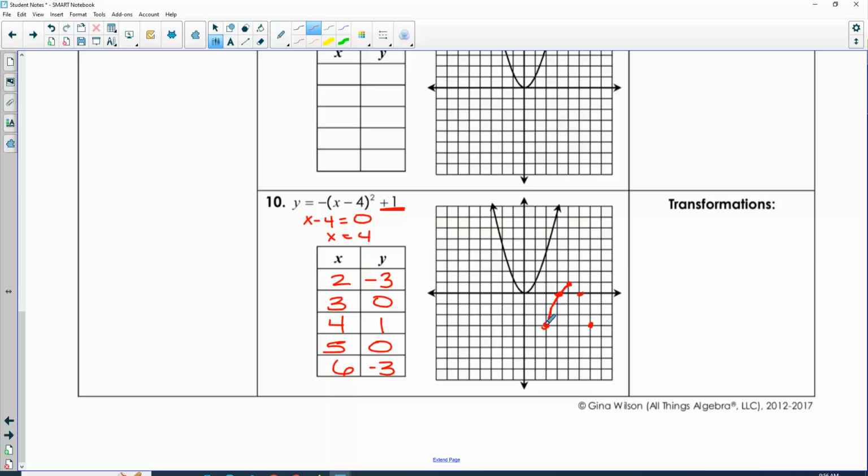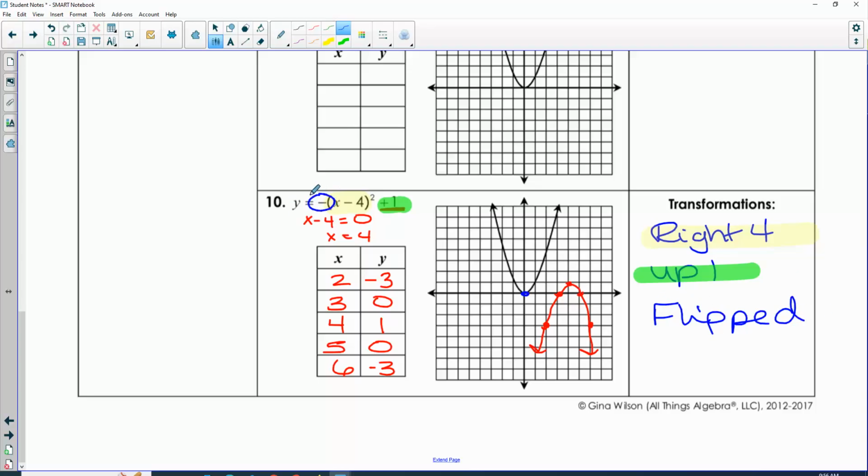This one did a lot. So let's think about our vertex. It started at (0, 0). To move here, it had to move to the right 4. It had to move up 1. Okay, look at that. We subtracted 4, that moved it to the right 4. We added 1, it moved it up 1. What else happened to my graph? It flipped. That negative in front caused my graph to flip upside down.